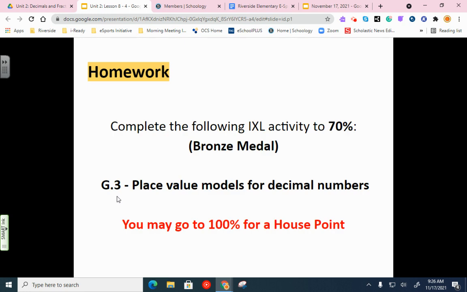As far as your classwork goes, it's going to be another IXL. It's going to be G3 place value models for decimal numbers, and you may go to 100%. If you need any help, just let me know, and I'll be glad to help you.